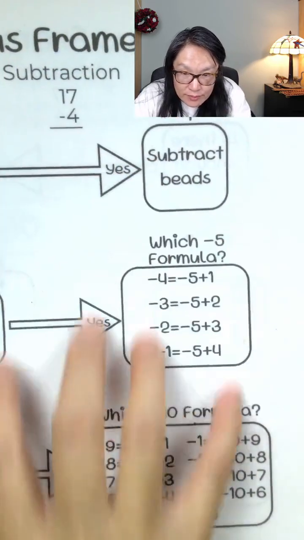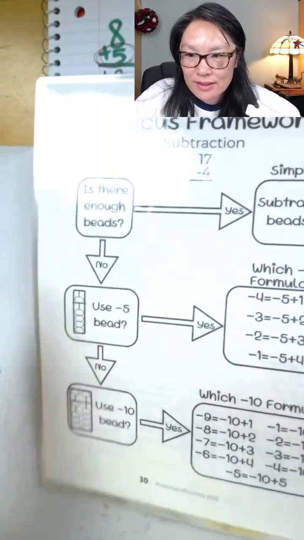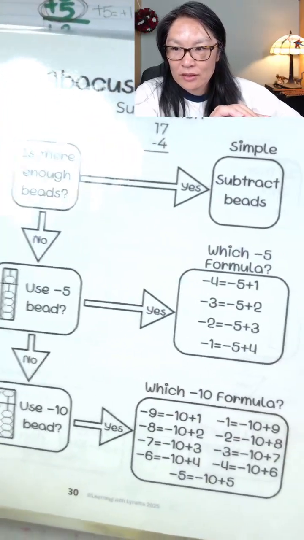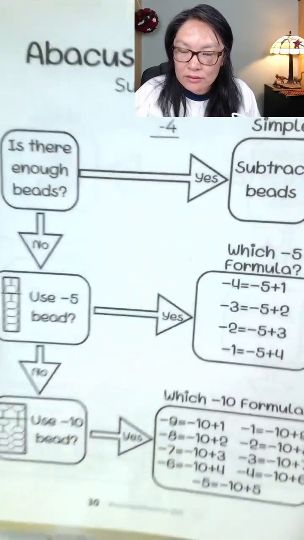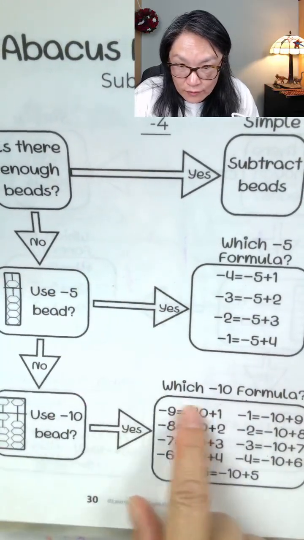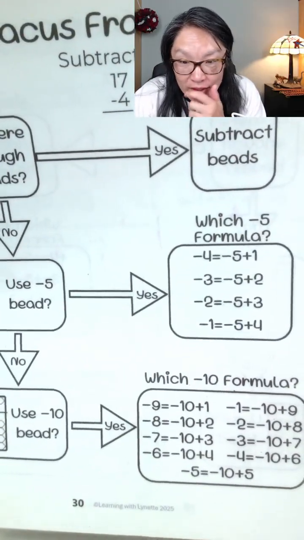So you follow this. This is the workflow. There you go. Every number follows this workflow. I need to memorize the formulas.